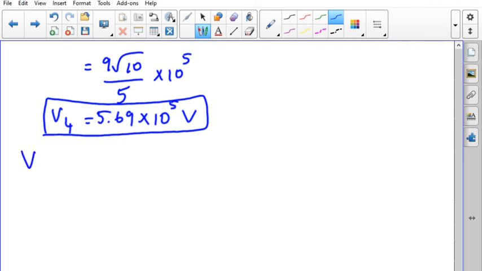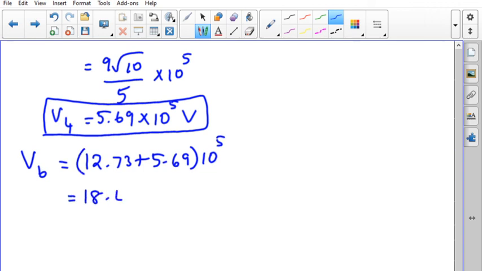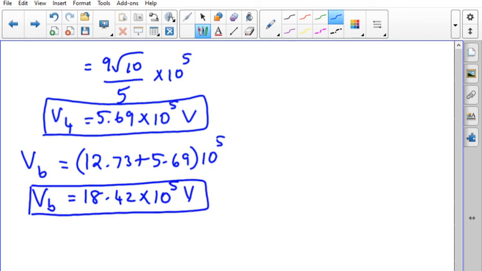Now what is VB? It is the sum of V3 and V4. So 12.73 plus 5.69 into 10 power 5 is equal to 18.42 into 10 power 5 volt. This is the value of VB. So we have calculated both VA and VB.